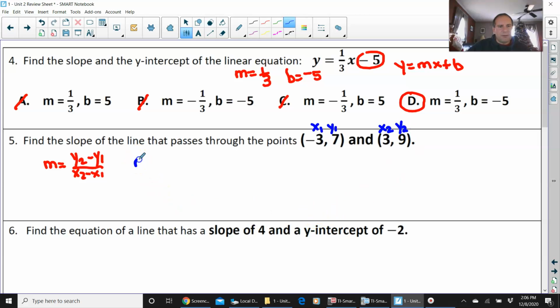Now all I have to do is substitute in. When I set up my formula, m equals, put the fraction line down, and then put the minus symbols in, and the minus signs are from the formula themselves. So I have y2 minus y1, which is 9 minus 7. And then I have 3 minus a negative 3, because that x1 is a negative 3.